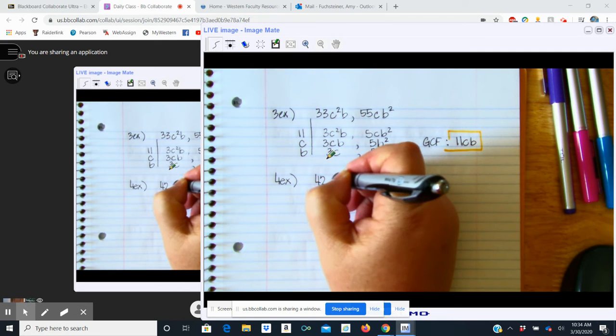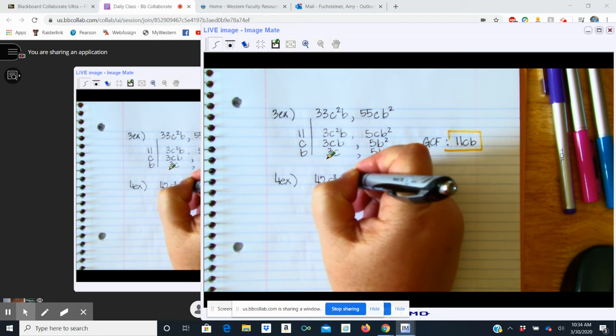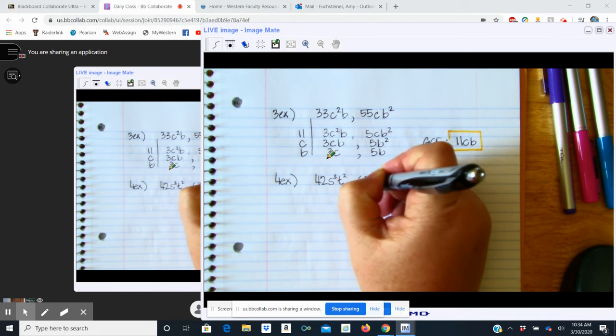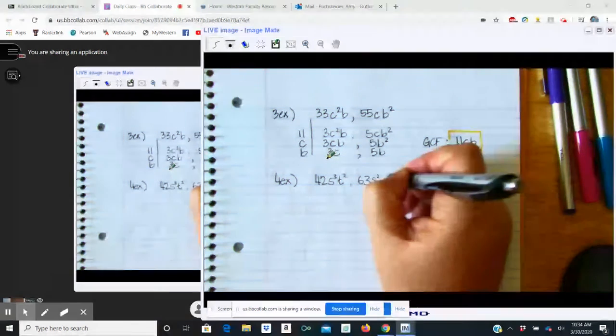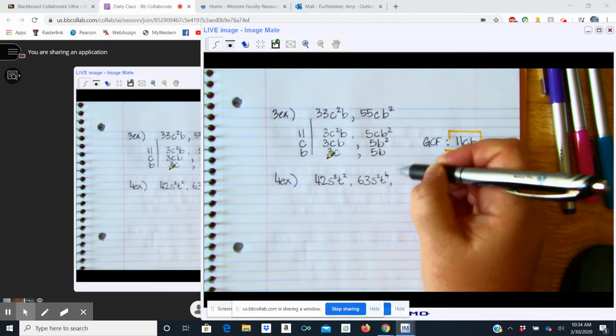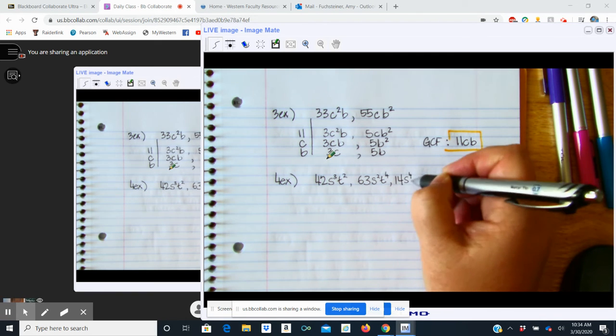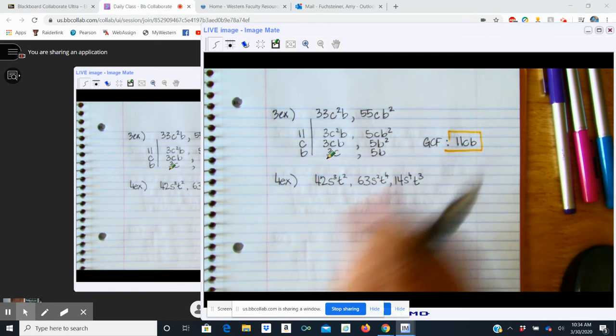42 s to the third t squared, and then a 63 s squared t to the fourth, and then a 14 s to the fourth t to the third.